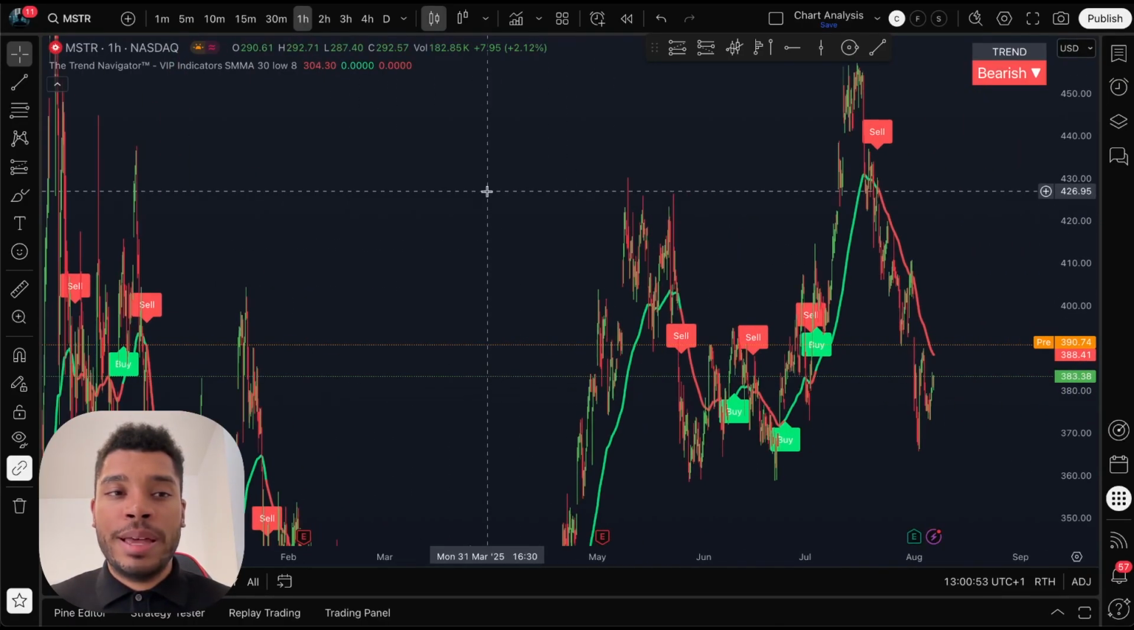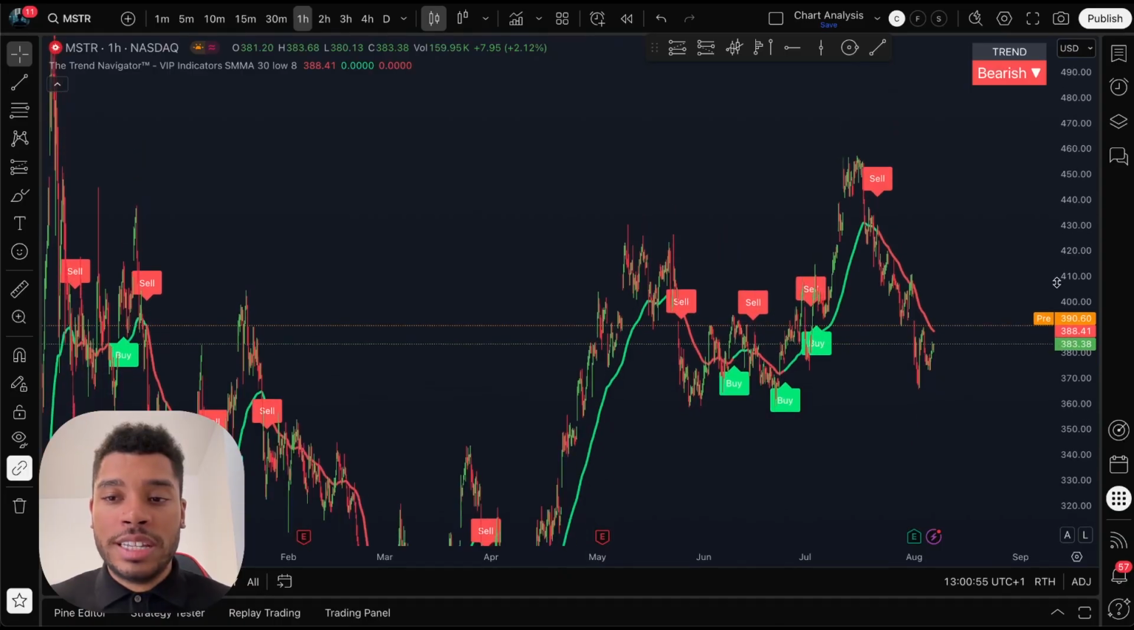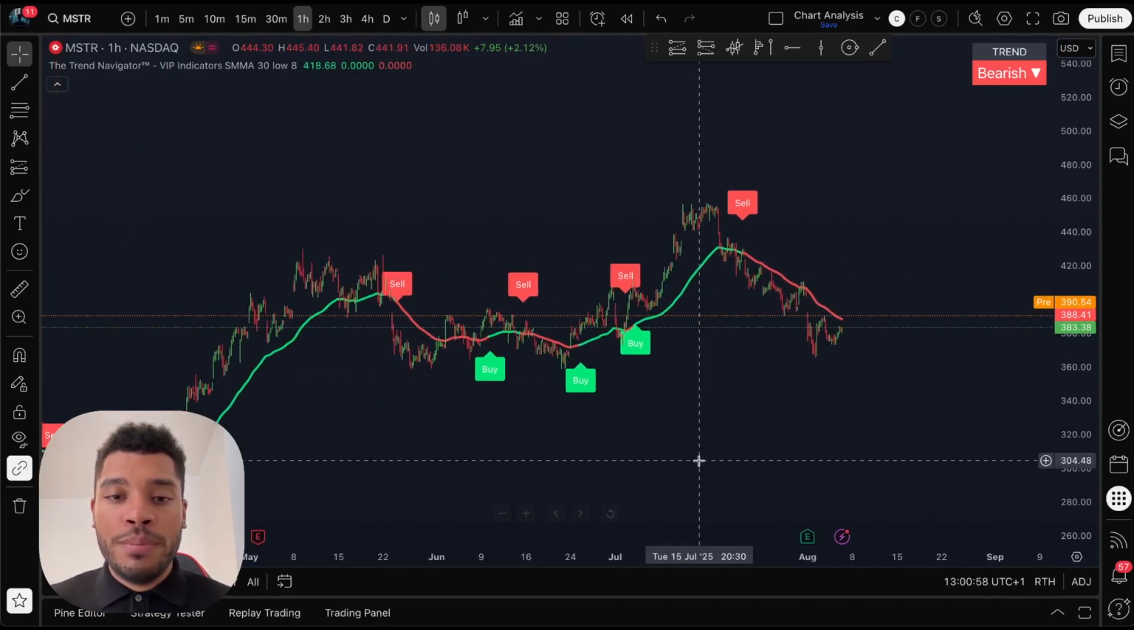But let's look, for example, at MicroStrategy. Also in this case, as you can see, you will have multiple opportunities.